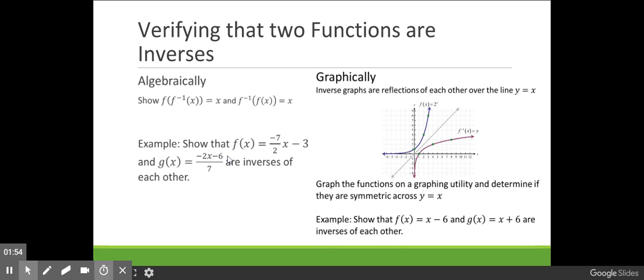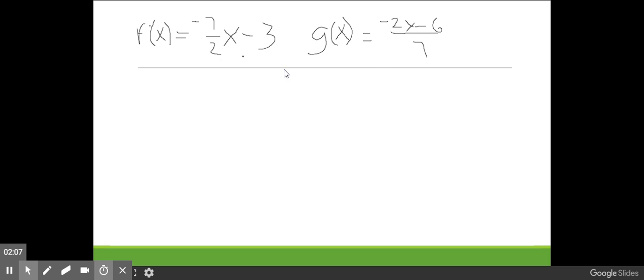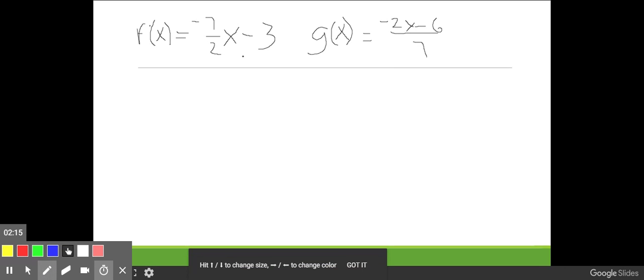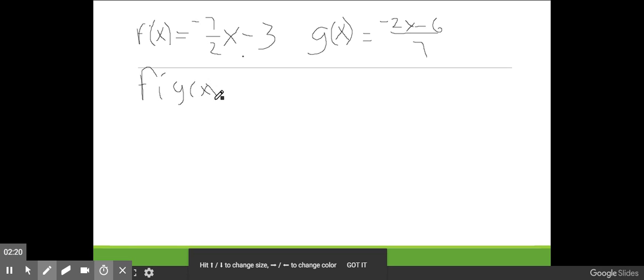So here we have an example. Show that f of x equals negative 7 over 2x minus 3, and g of x equals negative 2x minus 6 over 7 are inverses of each other. Here I have the two functions written out. In order to show that these two are inverses, we need to show that f of g of x equals x. So first, we are going to solve for f of g of x. That's plugging in the g function anywhere we see an x in the f function.